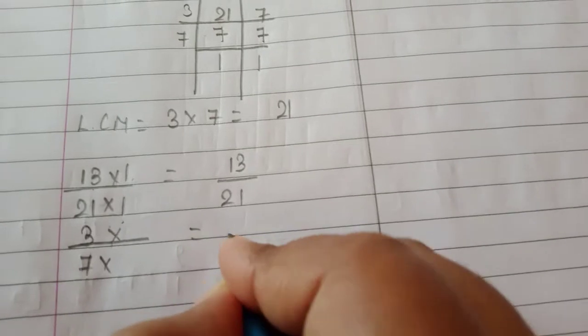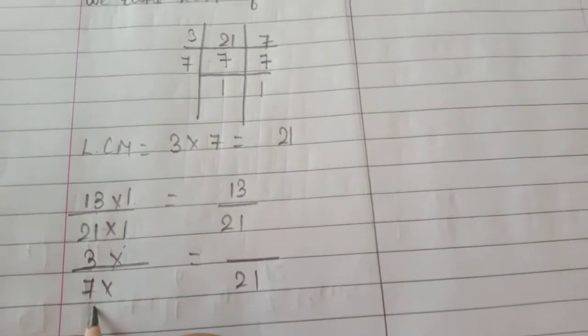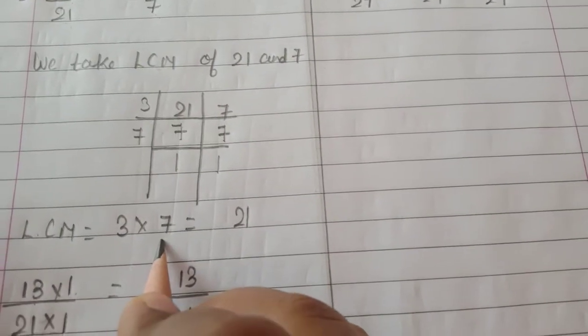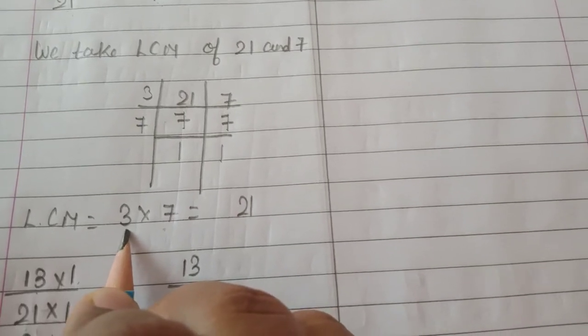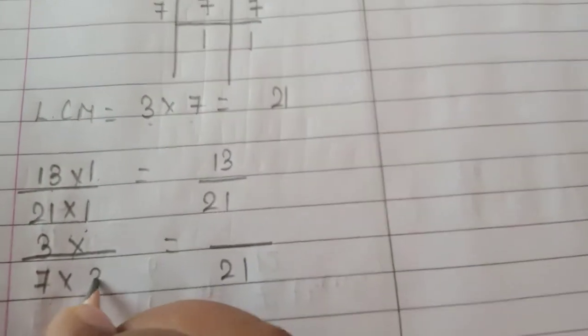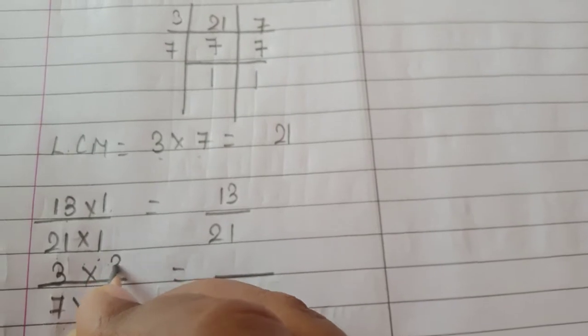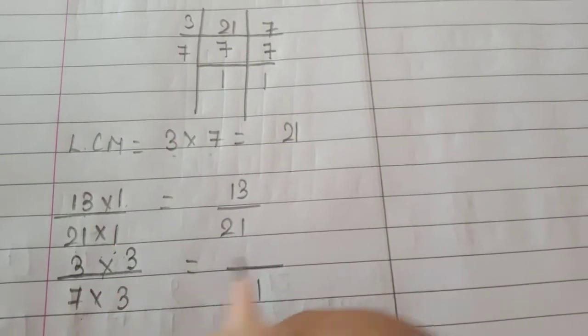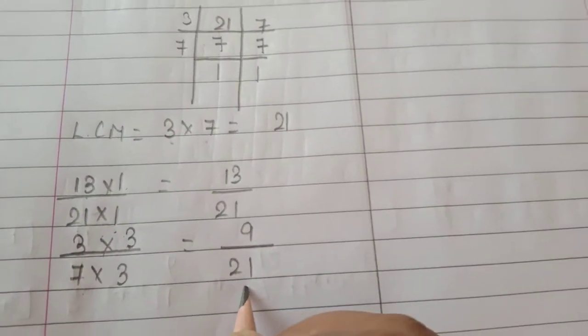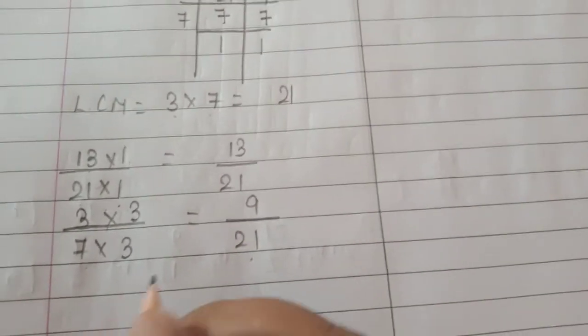So we want denominator 21. So here 7 is there. So see, 7 is there. What will we multiply here? 3 to get 21. So we will multiply 3. So in the numerator also we will multiply 3. So 3 3s are 9. So 9 upon 21. Now both the denominators become the same.